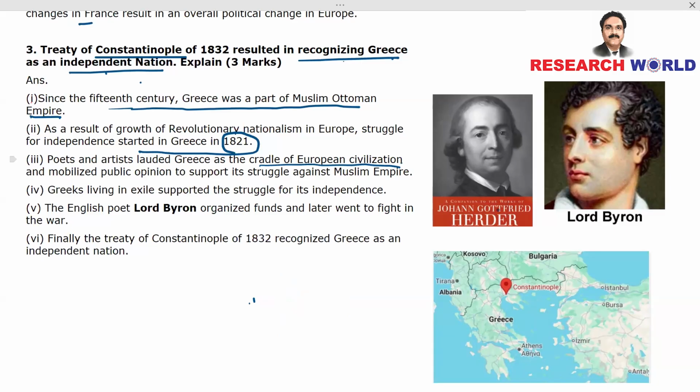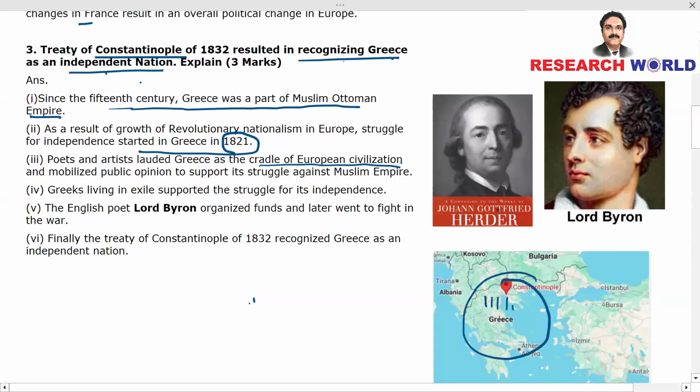So poets and artists lauded Greece as the cradle of European civilization, meaning the place where European civilization first sprouted, began. And they mobilized public opinion. Who mobilized public opinion? These poets and artists. What do you mean by mobilizing public opinion? They spread word and started instilling this idea into more and more people, so that an opinion started coming out that Greece should become independent.